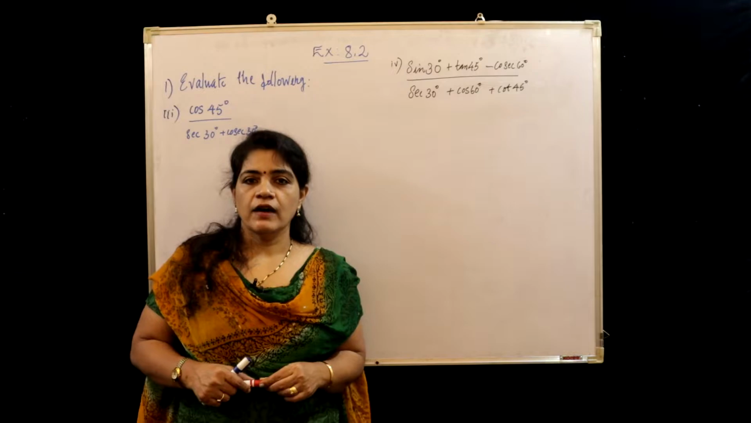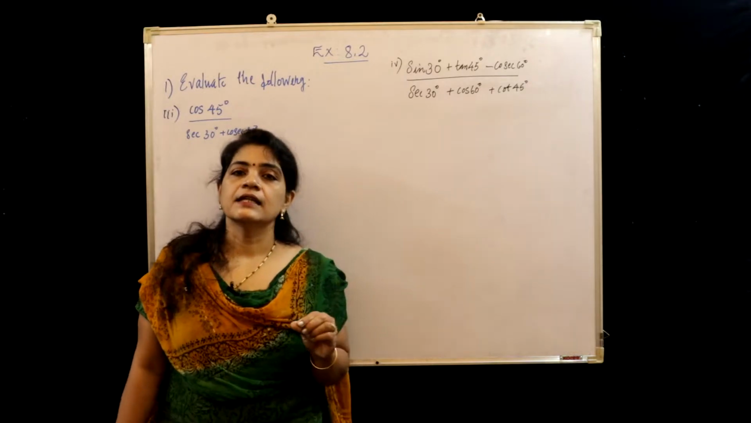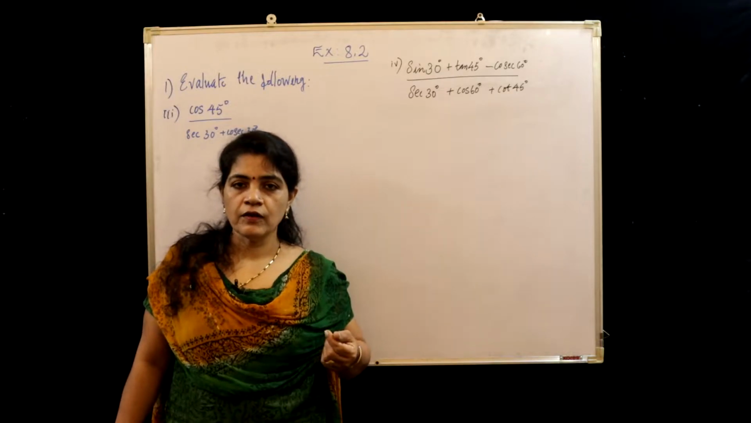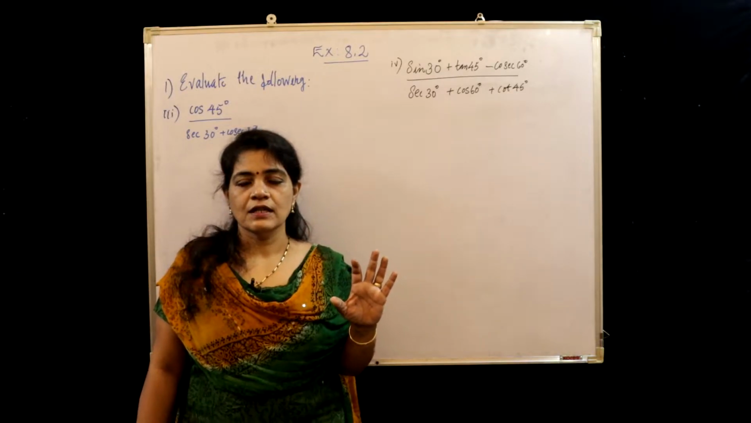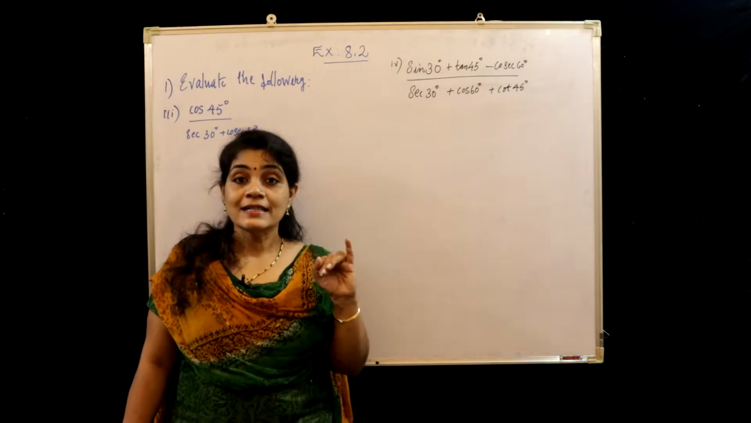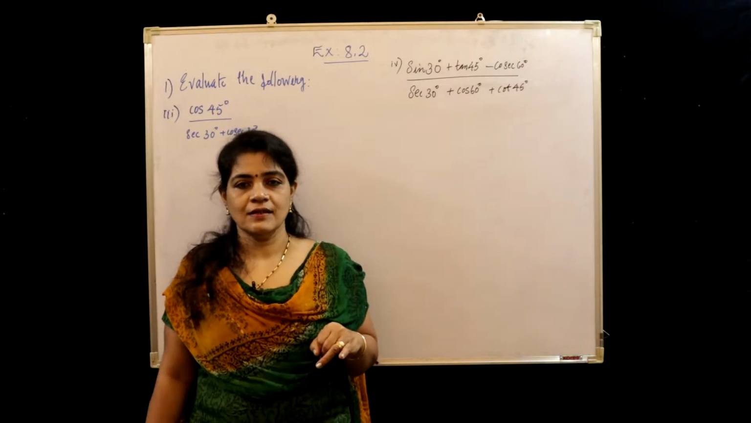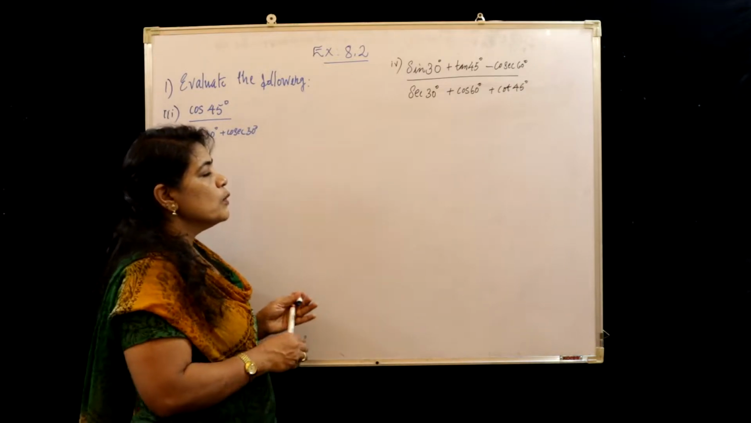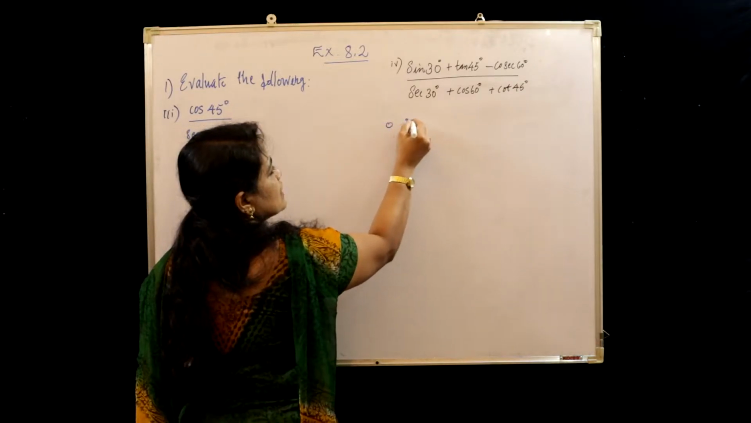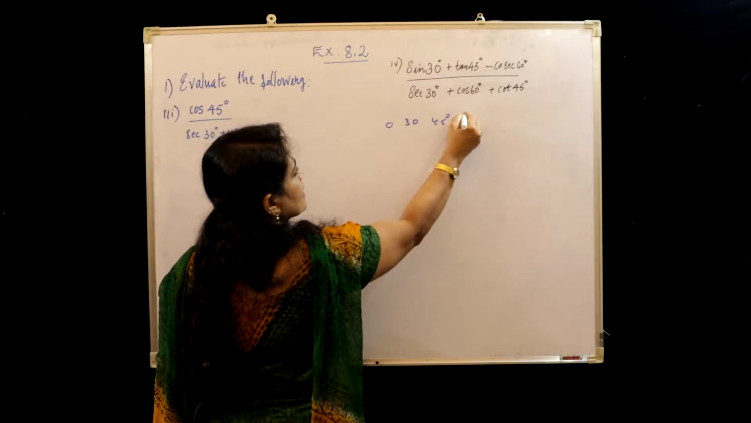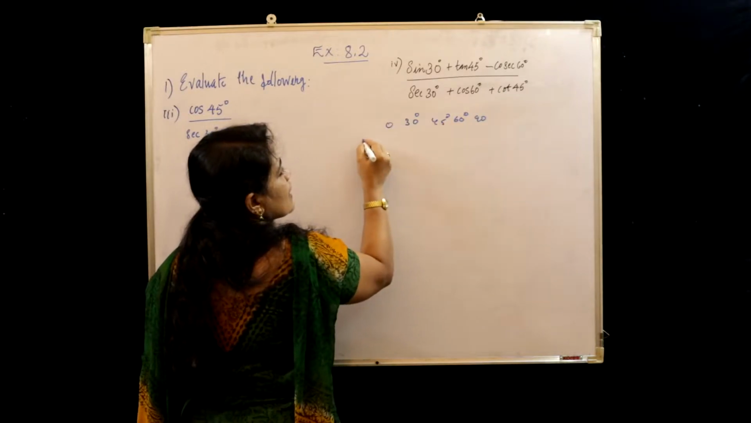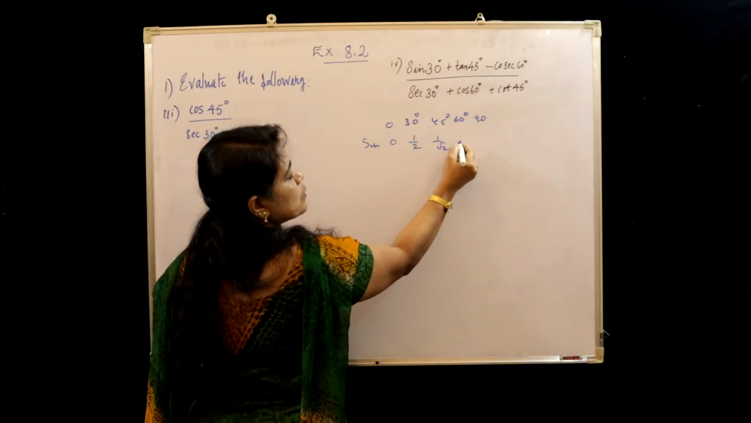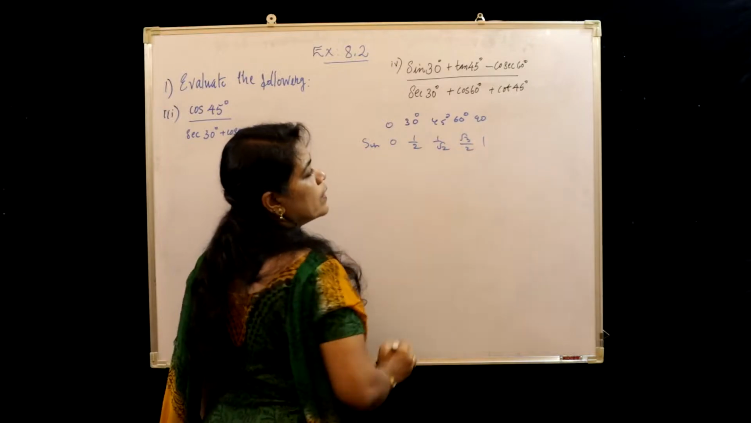Cos 45 divided by sec 30 plus cosec 30. Okay, so before solving, we have to substitute the values. That is, we should know cos 45, sec 30 and cosec 30. Okay, so from the table, we have that idea. That is, if you know the first row, that is 0, 30, 45, 60 and 90 degrees, for sine value: sine 0 is 0, then 1 by 2, 1 by root 2, root 3 by 2 and 1.